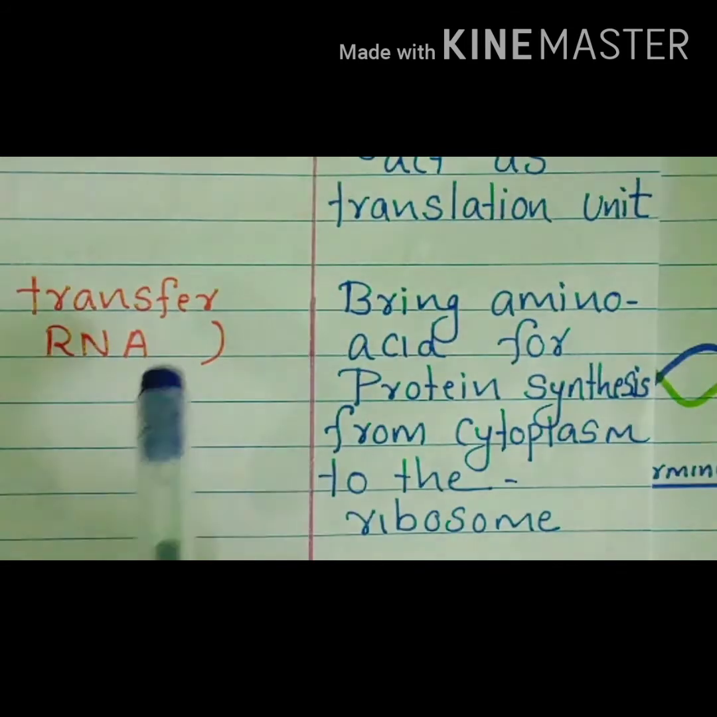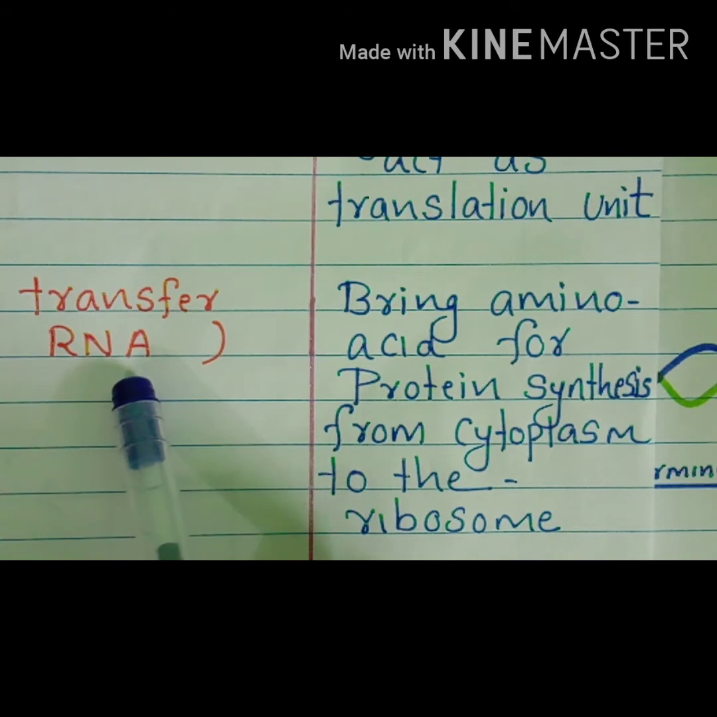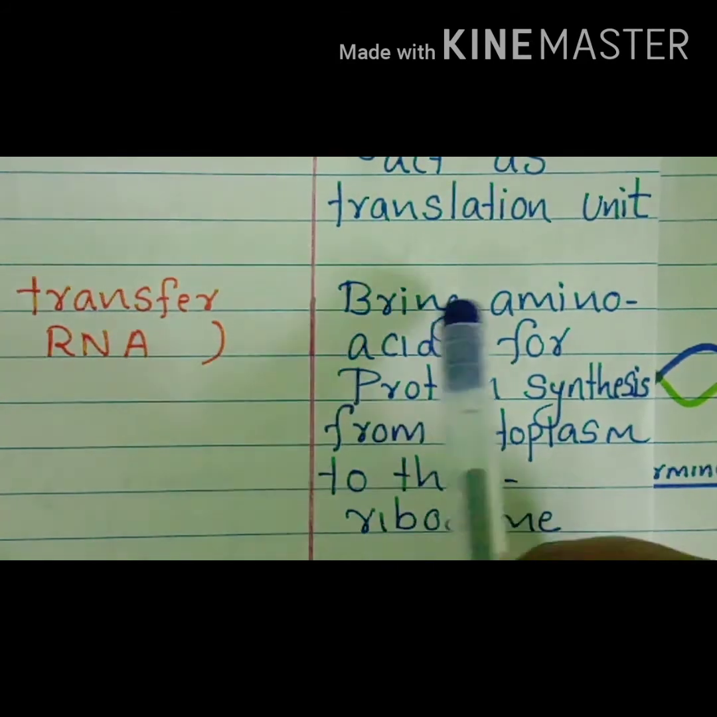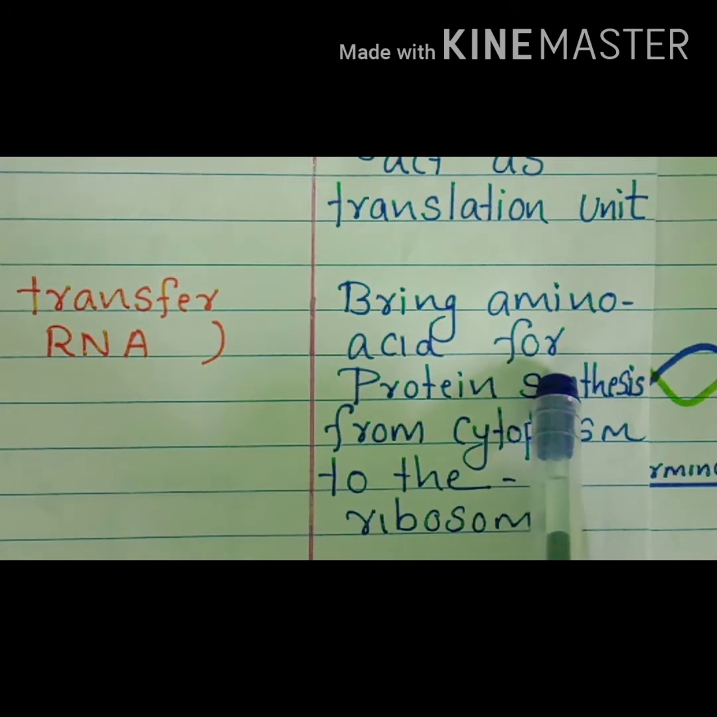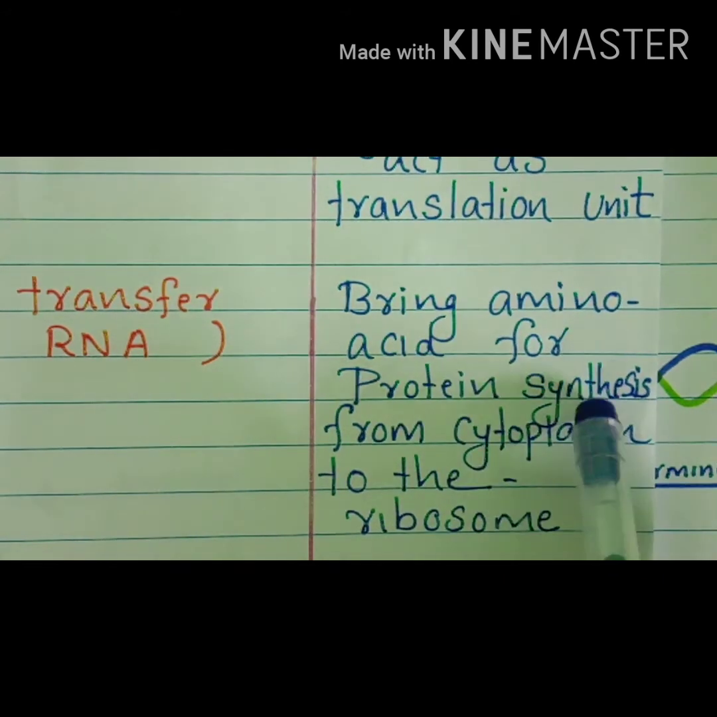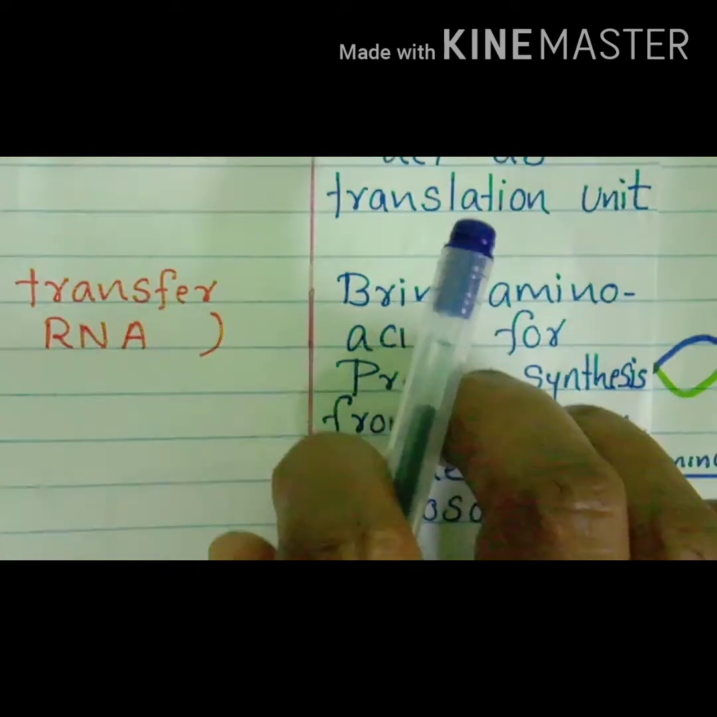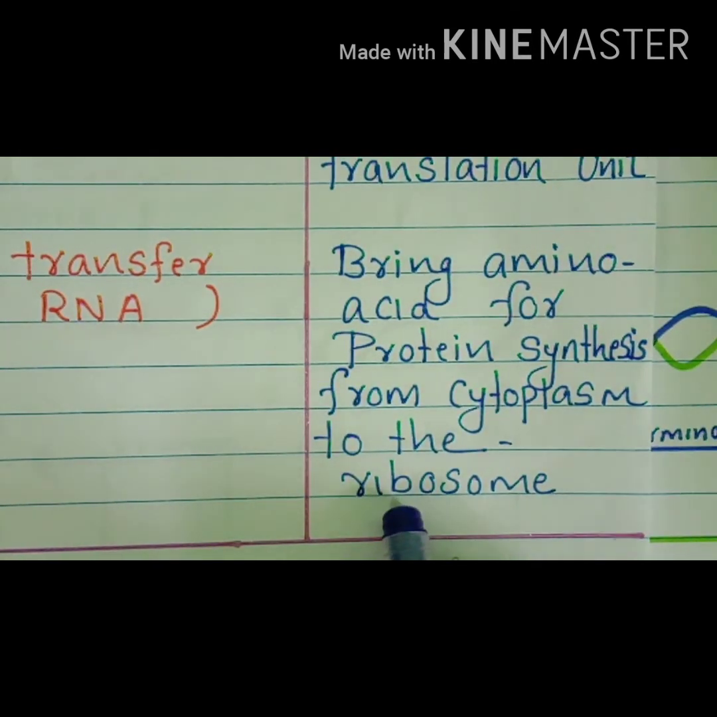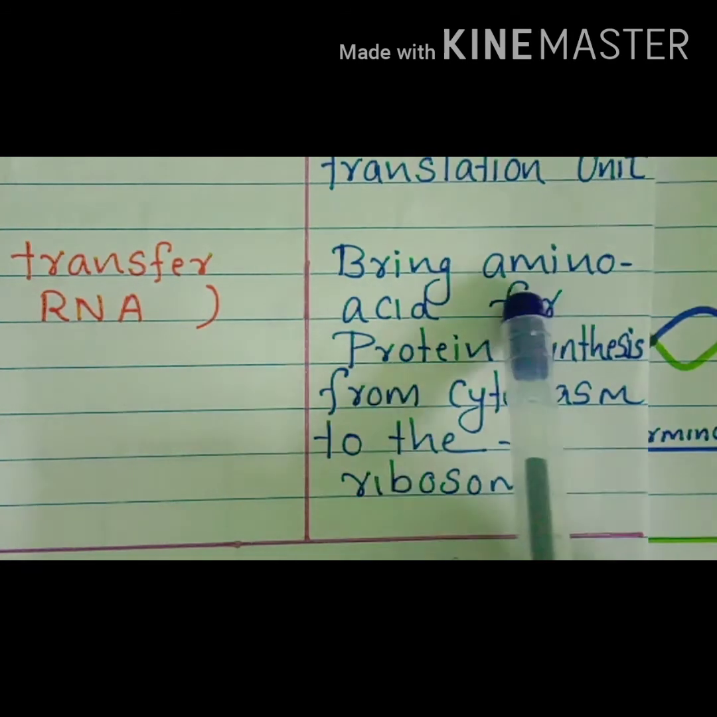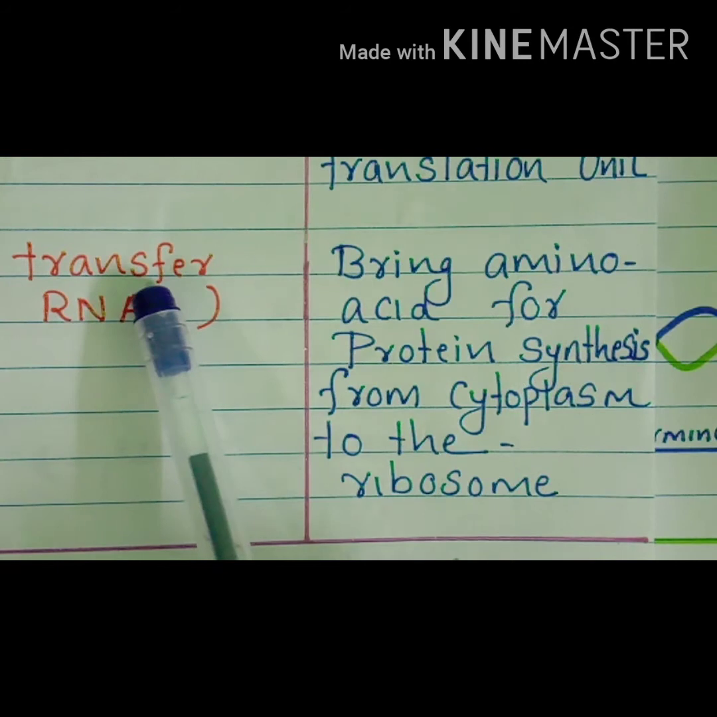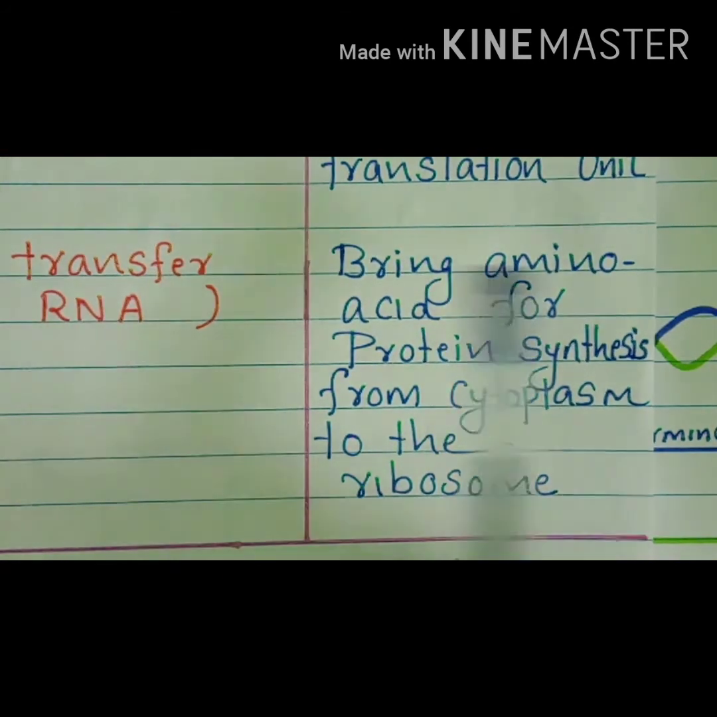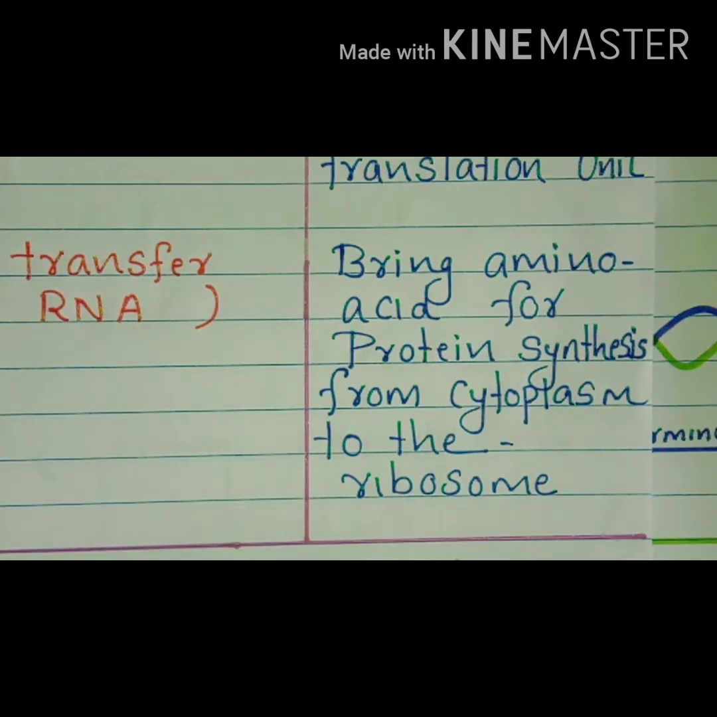Next comes transfer RNA or tRNA. What is the purpose of tRNA, or what is the role of tRNA? It brings amino acids for protein synthesis from the cytoplasm to the site of protein synthesis. Where is the site of protein synthesis? Ribosome. So amino acids are coming to the ribosome along with the transfer RNA. So tRNA brings amino acids from the cytoplasm to the ribosome.